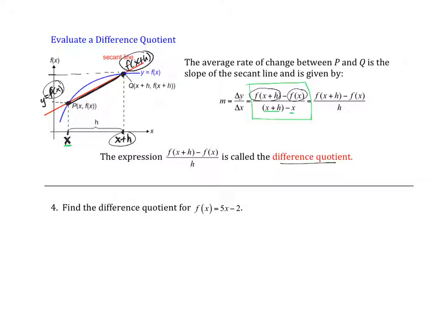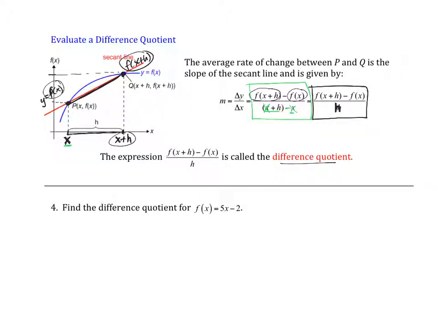It can be simplified just a tiny bit because down in the denominator we have an x minus an x. Those add up to 0. So you end up with just an h in the denominator. This is our difference quotient. It's going to be useful for getting a sense of the average slope of a line in this little segment.